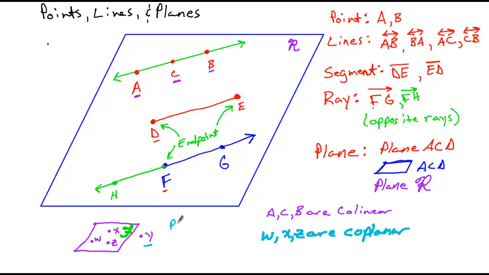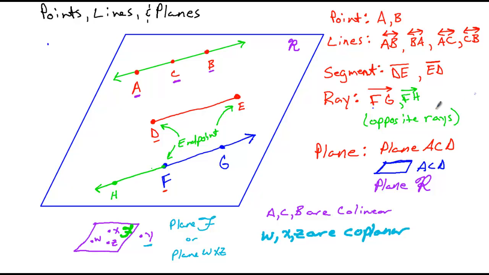We can call this plane F, or we could call it plane W, X, Z. Okay, the F is the name of the plane. It's not a point. All right, we're almost done. I've got 5 things that you need to know now. These are 5 postulates. A postulate is basically a thing that you need to know.